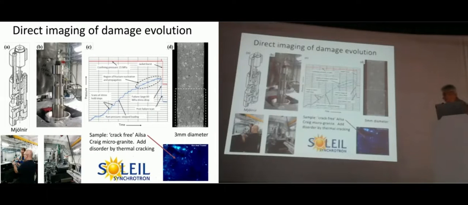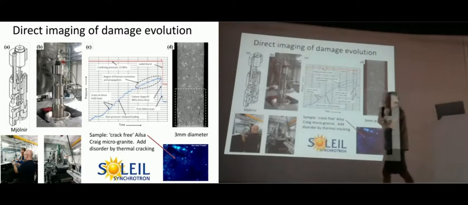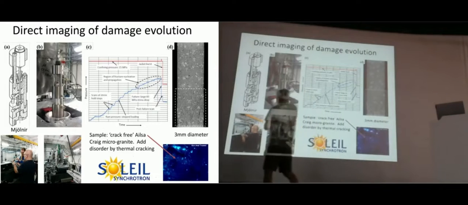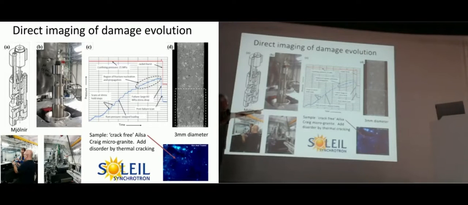So this is what we're doing. We're directly imaging the damage using a new cell. It's called Mjolnir. Can anybody tell me what Mjolnir is? Who does Dungeons and Dragons? It's Thor's hammer. I don't know why, but it's called Thor's hammer. And this is it in practice.